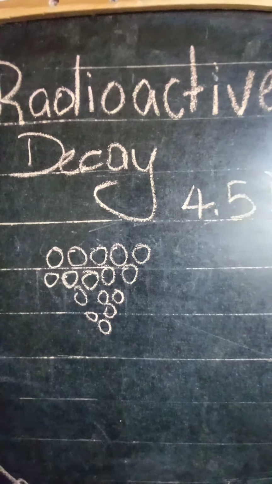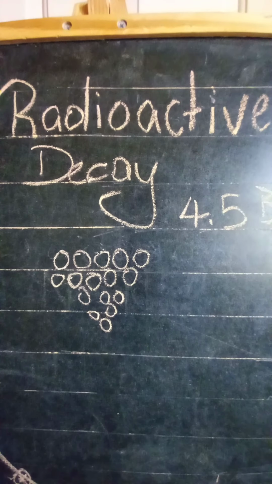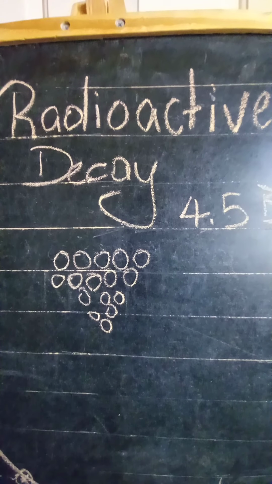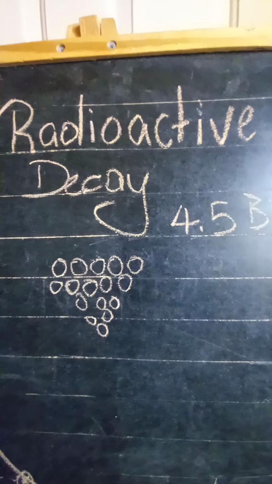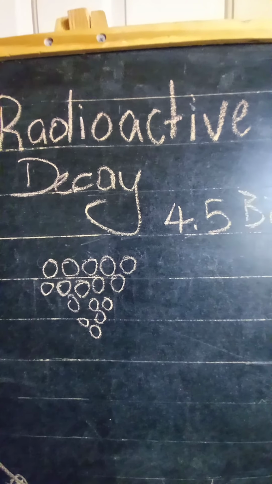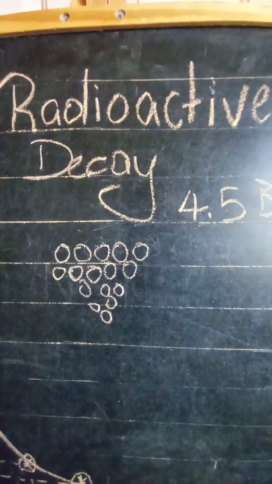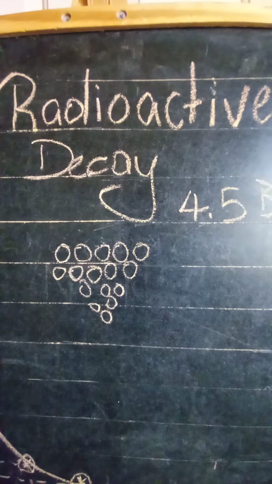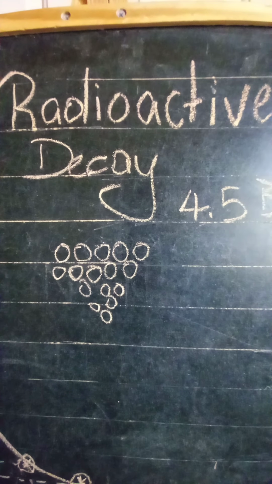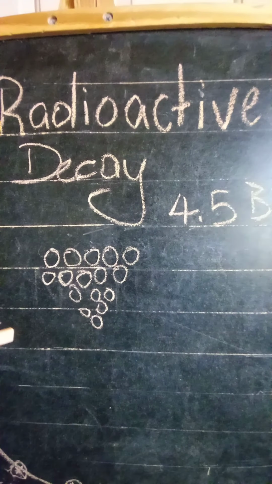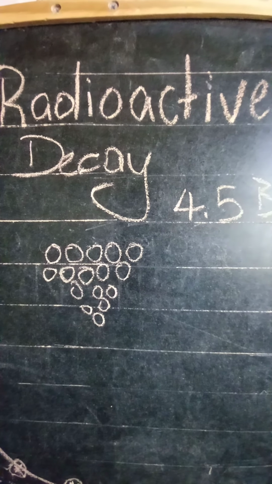Now, half-life is the time it takes for a sample of radioactive element to decrease by half of its original amount. So half of this sample should decay to form daughter elements and give off some radiation.